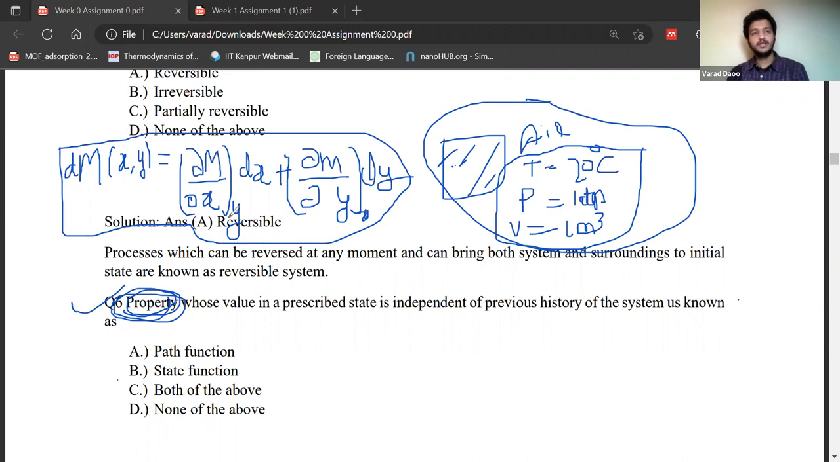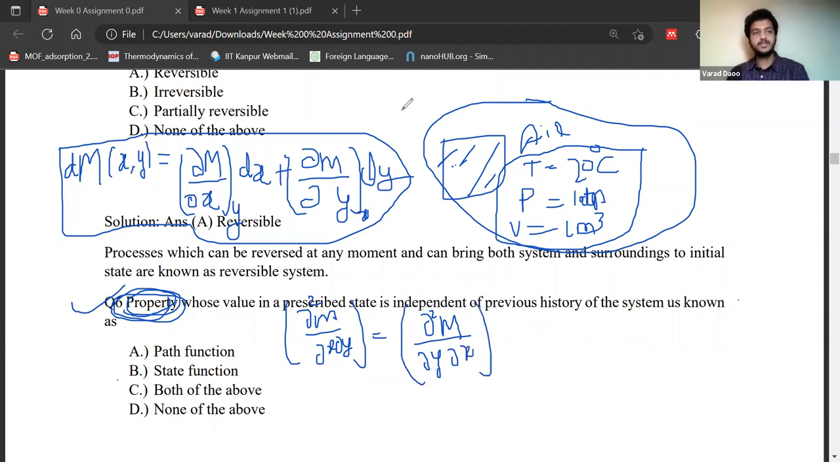Okay, so this is another characteristic of a property, and a property is a continuous function. That means the double derivative remains the same. That means del 2M by del x del y should be equal to del 2M by del y del x. So it does not matter how we take it. So this is basically a definition of property.